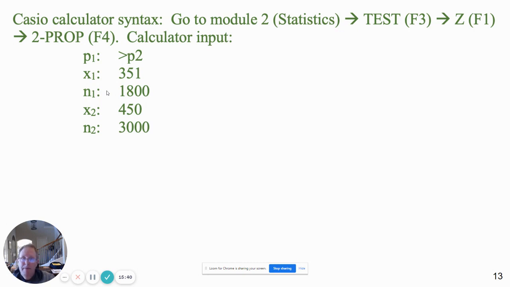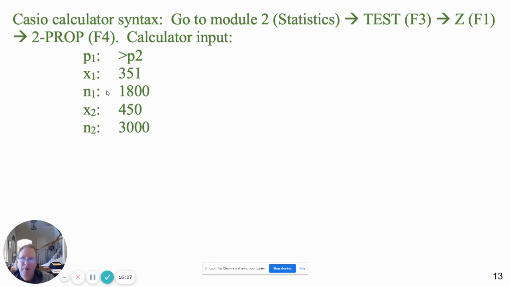This time, when you turn your calculator on, go to Module 2. That's the statistics module. We're going to do a test. So hit F3, F3. What type of test? It's a Z test. All tests of proportion are Z tests. So hit F1. What type of Z test is it? It is a 2-proportion Z test.